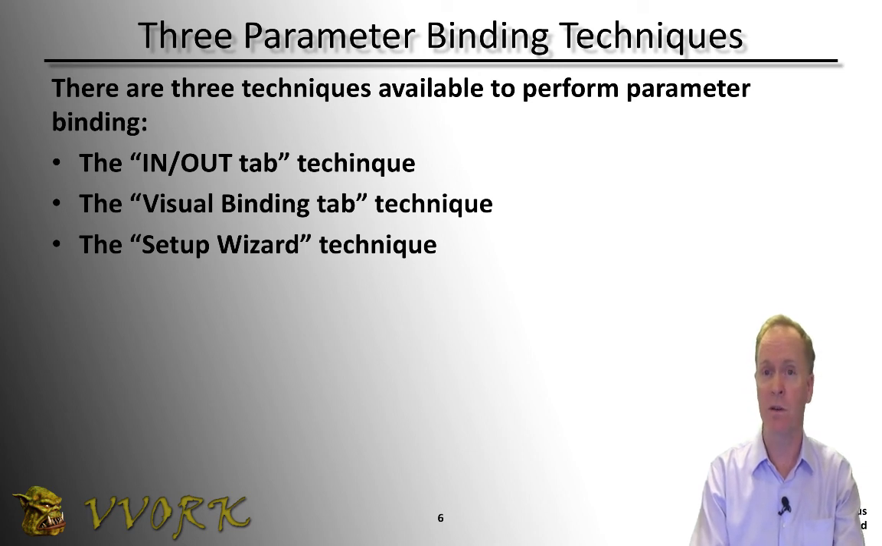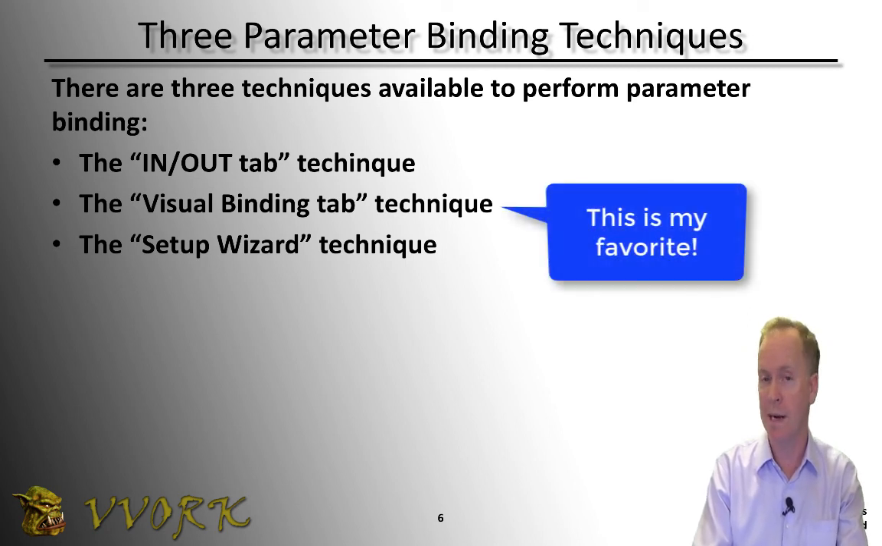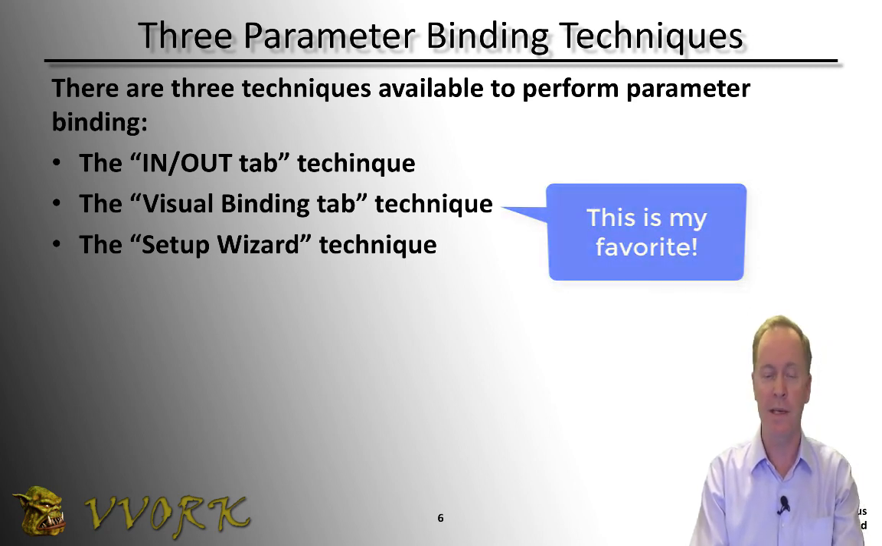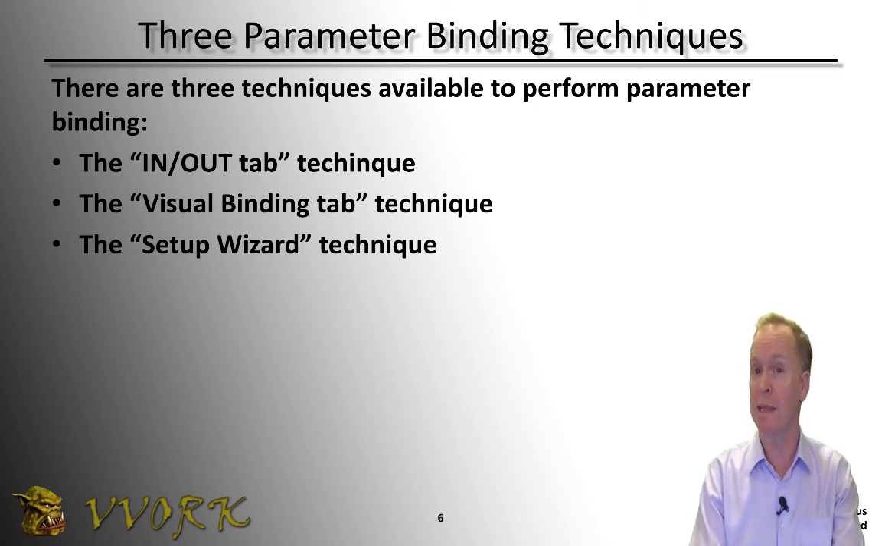Another technique involves another tab called the Visual Binding tab. And there's a third technique called the Setup Wizard. All 3 of these techniques can achieve the same effects. They all allow you to bind parameters. I would recommend, as you're learning Orchestrator, that you learn them in this order. So learn how to use the In and Out tabs, then learn how to use the Visual Binding tab, and then the Setup Wizard is the one that you should probably wait to learn last.